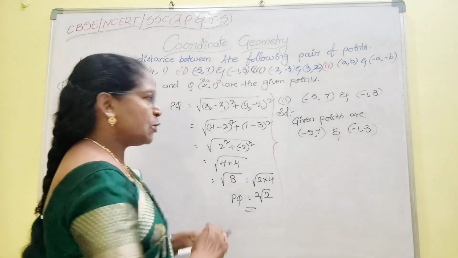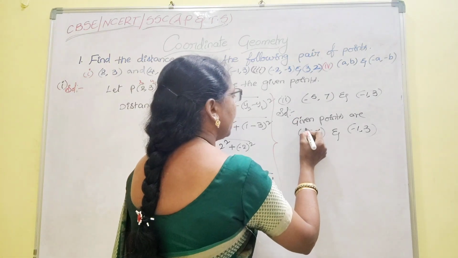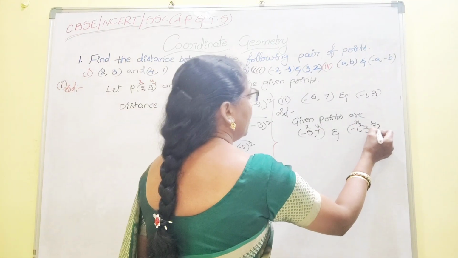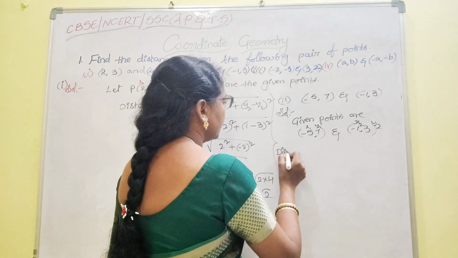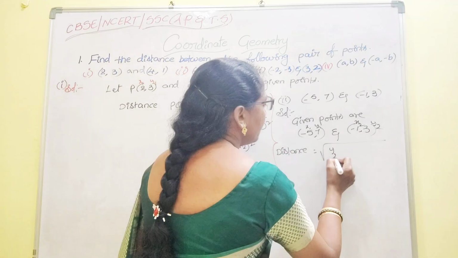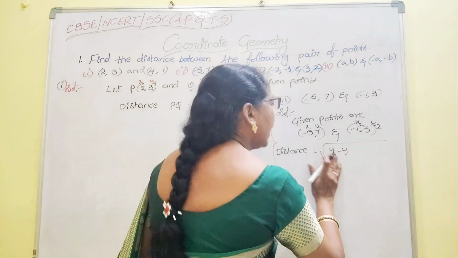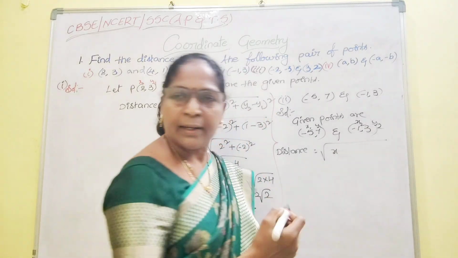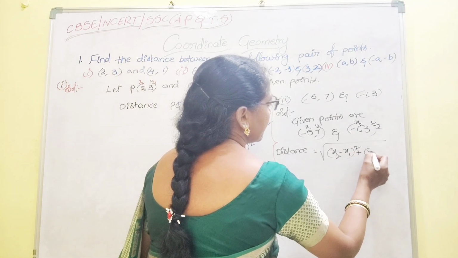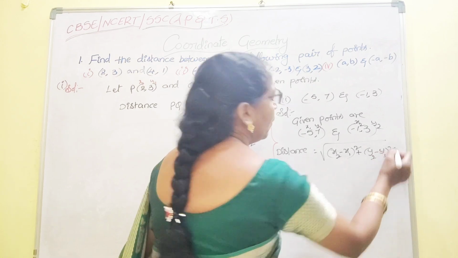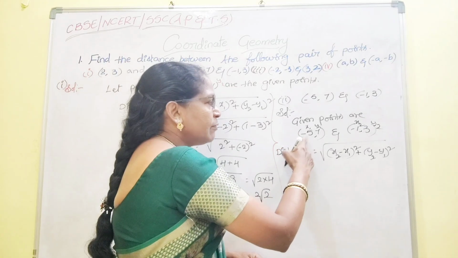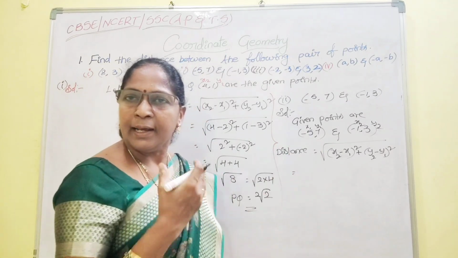Later just assume the first value as x1, y1 and the second as x2, y2. Then apply the distance formula. Distance equals square root of (y2 minus y1) whole square or (x2 minus x1), anyway you can write. So (x2 minus x1) whole square plus (y2 minus y1) whole square. Now substitute the values in this formula. We assumed the first point as x1, y1 and the second point as x2, y2.